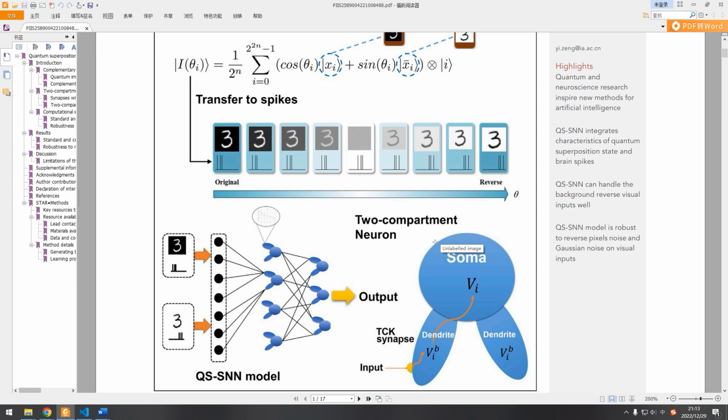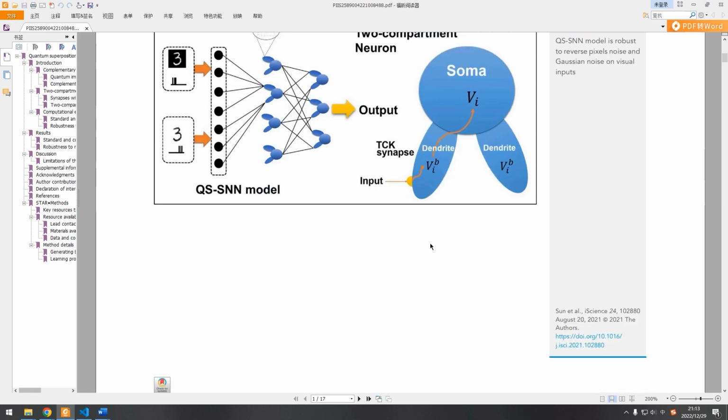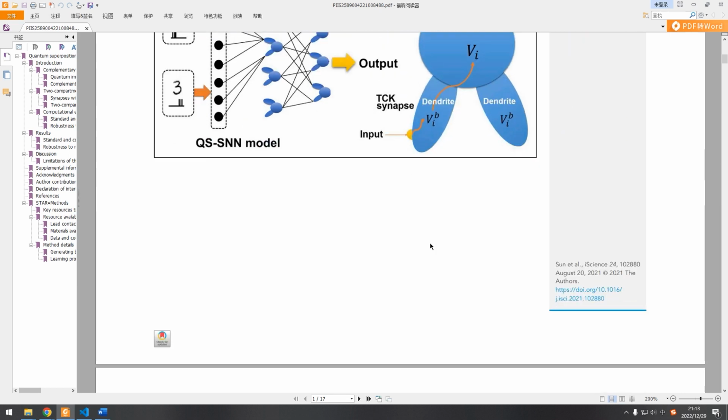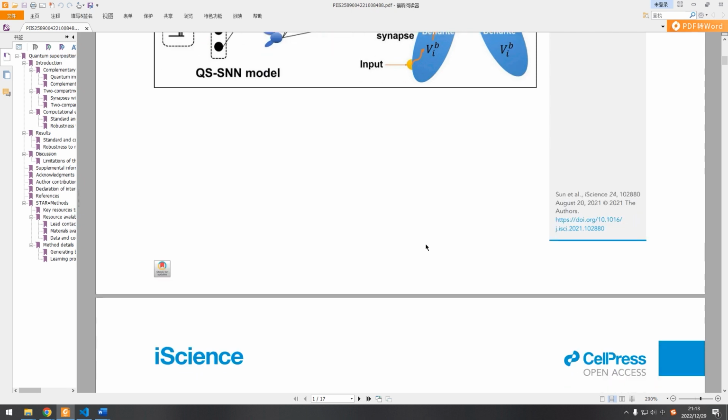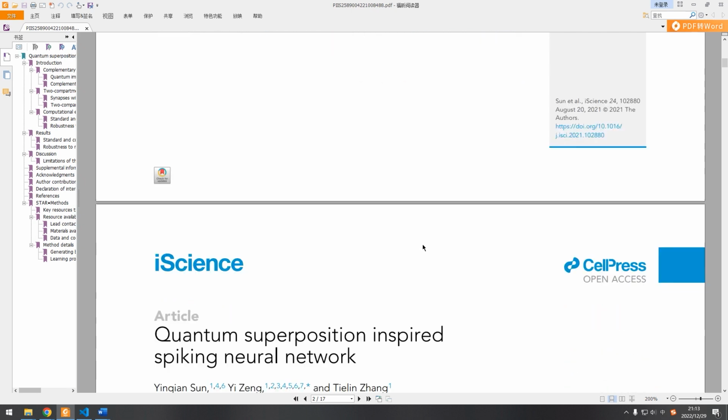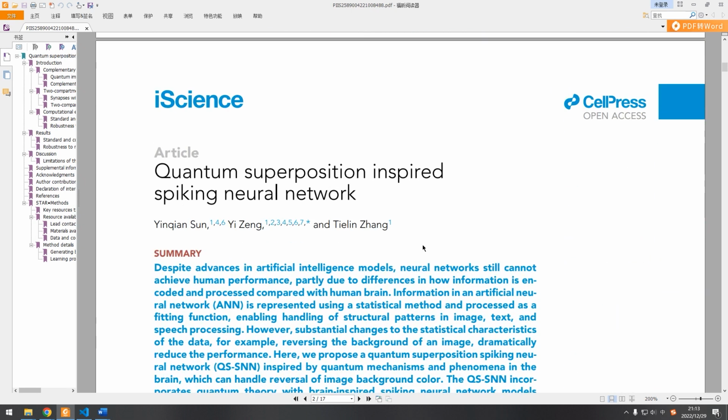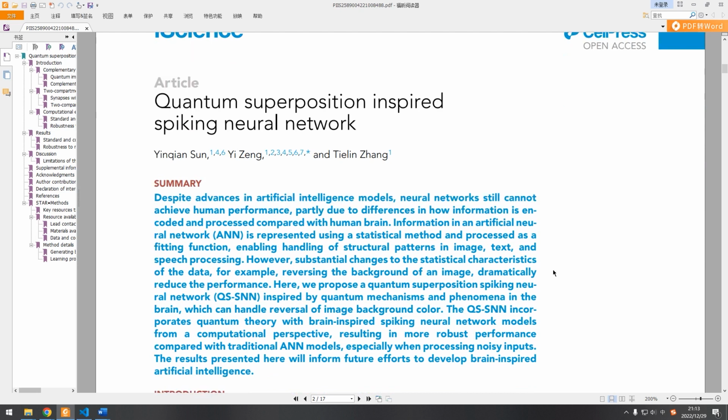Previous studies have well demonstrated that the introduction of quantum computing can accelerate the information processing of artificial intelligence models, but we hope to find another way to enable neural networks to gain unprecedented capabilities through the introduction of quantum theory. In this paper, we propose the quantum superposition inspired spiking neural network.